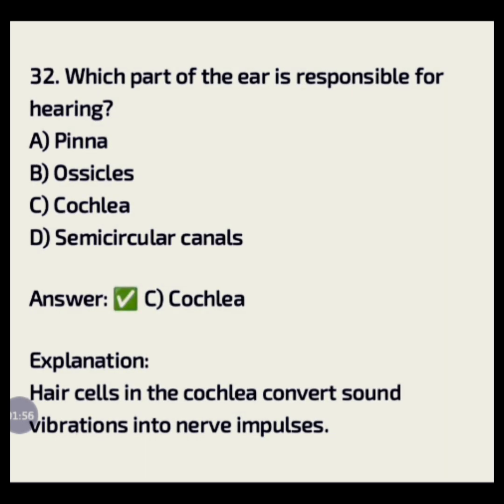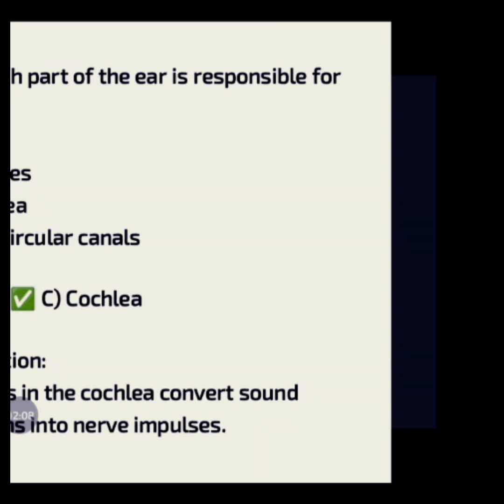Which part of the ear is responsible for hearing? Option A, pinna; option B, ossicles; option C, cochlea; option D, semicircular canals. The correct answer is option C, cochlea. Hair cells in the cochlea convert sound vibrations into nerve impulses.